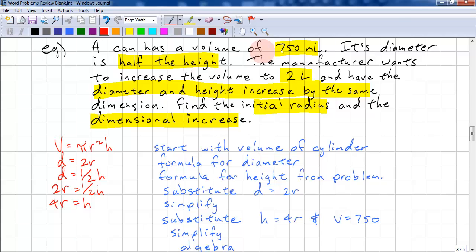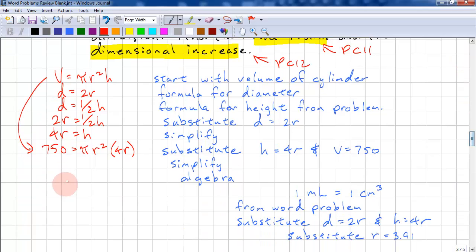Now let's substitute some more. We have 750, we're going from here to here, equals pi r squared, and h is 4r. Note that typically this is a pre-calc 11 problem, and this is a pre-calc 12 problem, but the steps aren't terribly difficult for you to follow. So we have r squared times r, that's r cubed, and we have 750 divided by 4 pi, r cubed. So r is equal to the cube root of 750 divided by 4 pi.